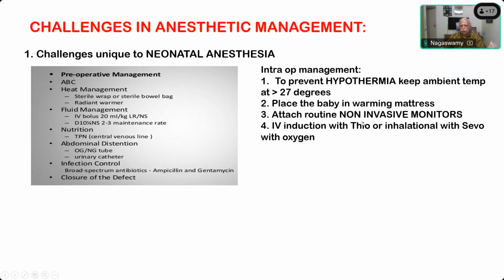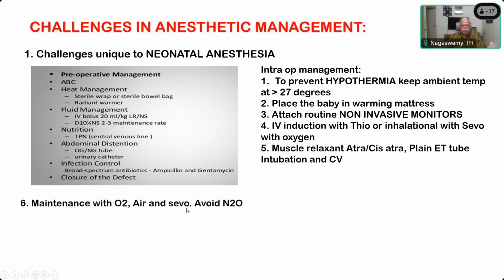Propofol is avoided because they don't have the mechanism to stabilize them. It is preferable to go for thiopentone or inhalation with sevoflurane and oxygen. Avoid nitrous oxide because it may distend the bowel loops if they have contents in the sac. Then muscle relaxant, you can use atracurium or cisatracurium, plain ETT and controlled ventilation. Maintenance with oxygen, air, sevoflurane, again avoid nitrous. Single shot caudal block with bupivacaine 0.2%, 1 ml per kg can be given for intraoperative analgesia.